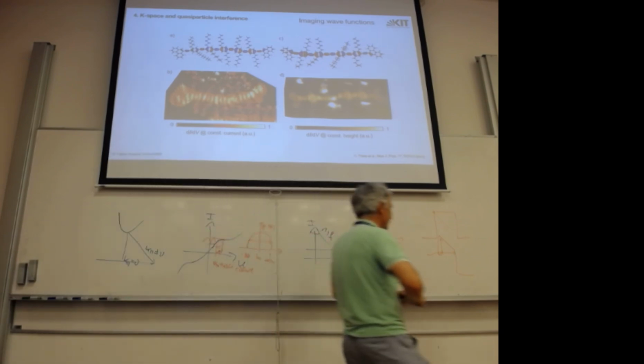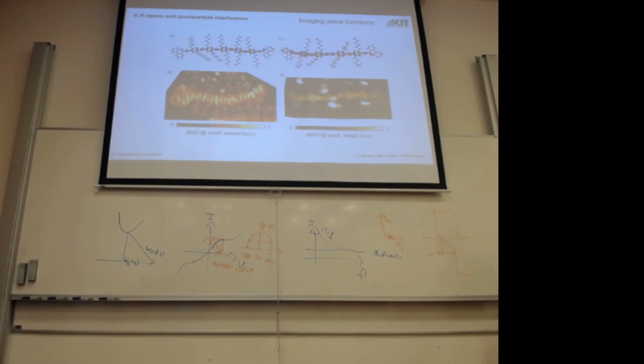So I have just one state, and I now have my tip here. Current is the integral over everything. Let's say my state is here. In this energy window, this is my state I want to image, and the only state which is there is this state, so the total current is given by this state. And then I make the dI/dV. If I change this upper boundary, I get no change.